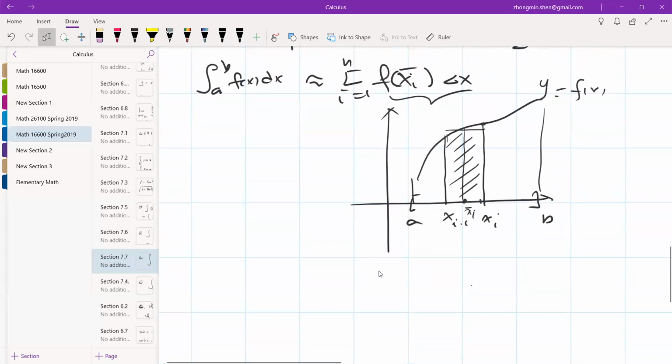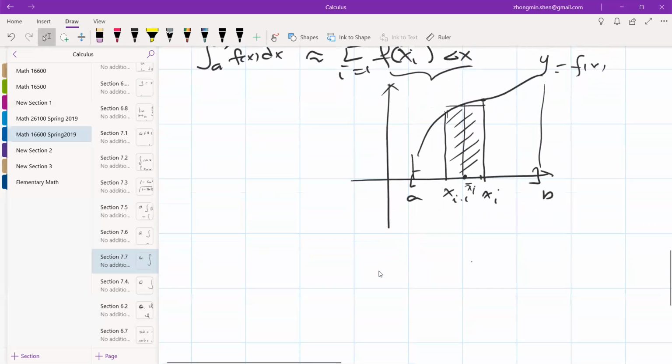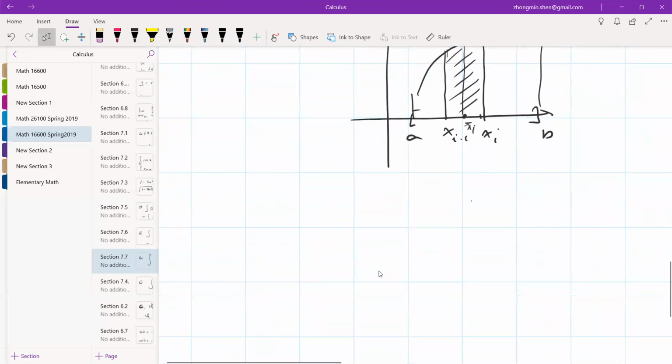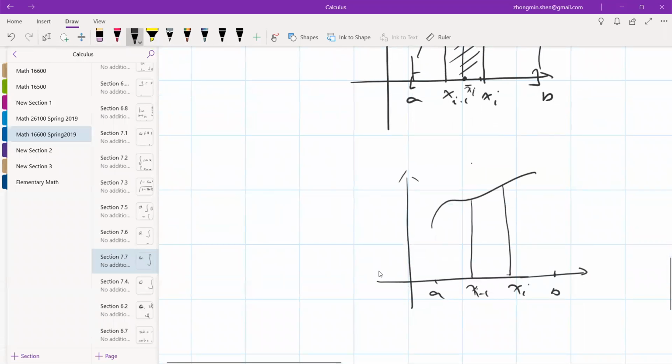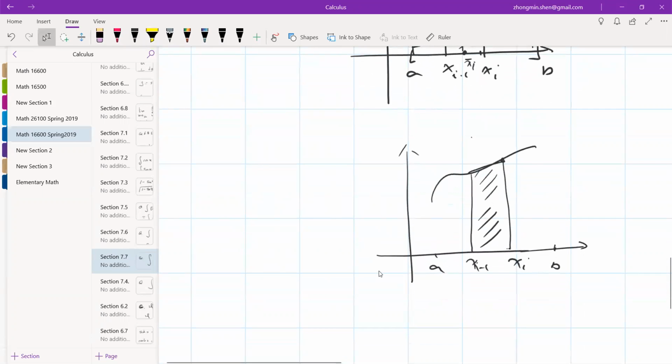So let's try to do that, not using the Riemann sum. Let's just use a geometric picture. So this is the idea. Let's look at the trapezoid. It's the same picture. This is A, that's B, and this is xi minus 1, xi. Instead of using the middle point, I use a trapezoid. Now, what is the area of this trapezoid? It gives a better estimate of the area of the region under this graph.